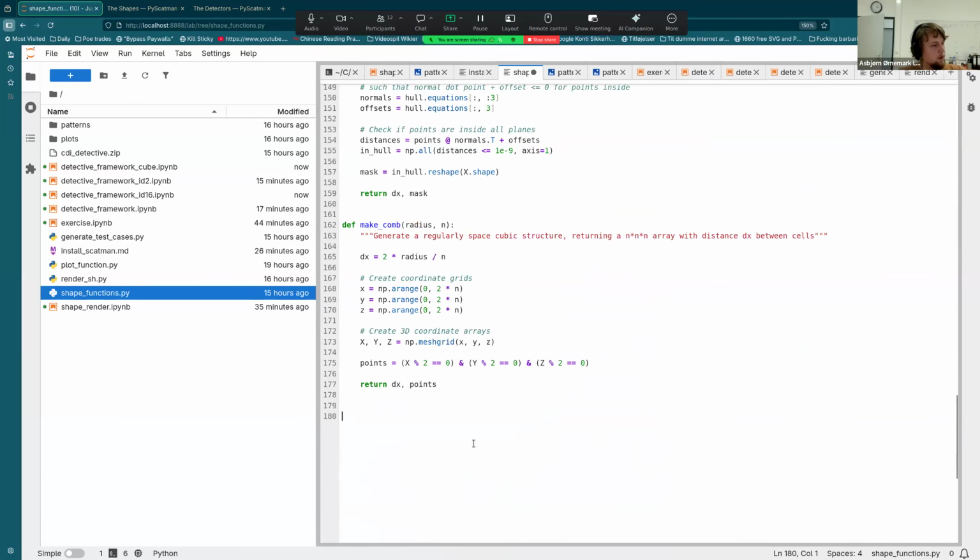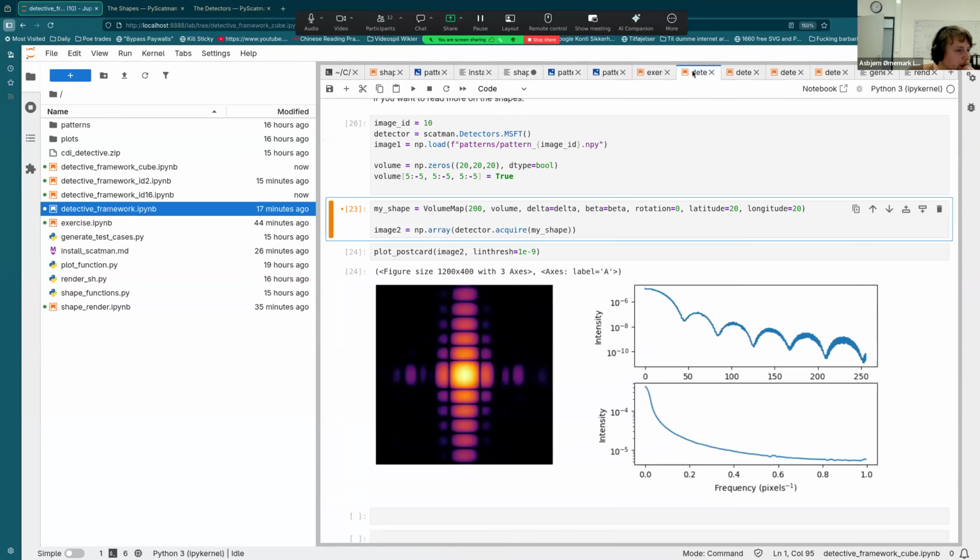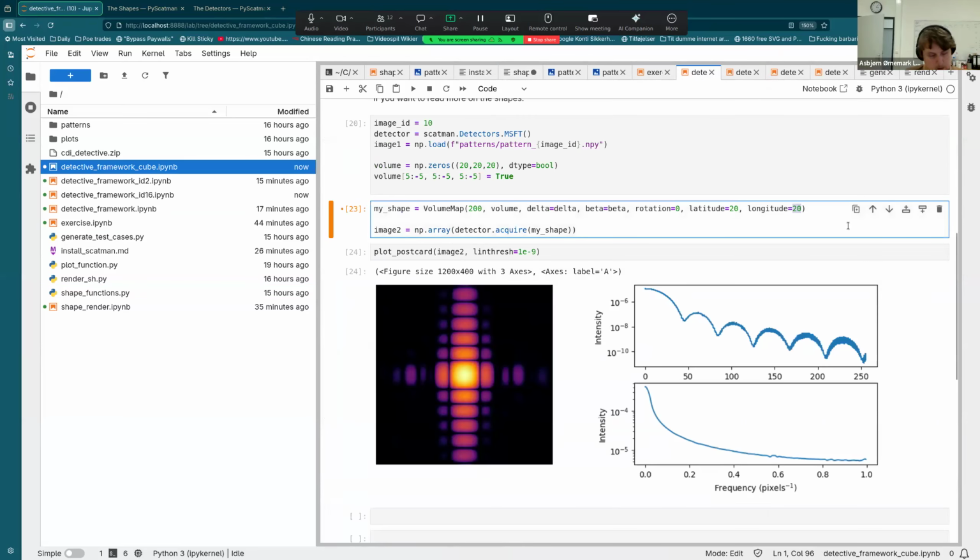Okay. But yeah, can we tilt the cube even more, like let me go back to 45 degrees, for example? Yeah, sure.